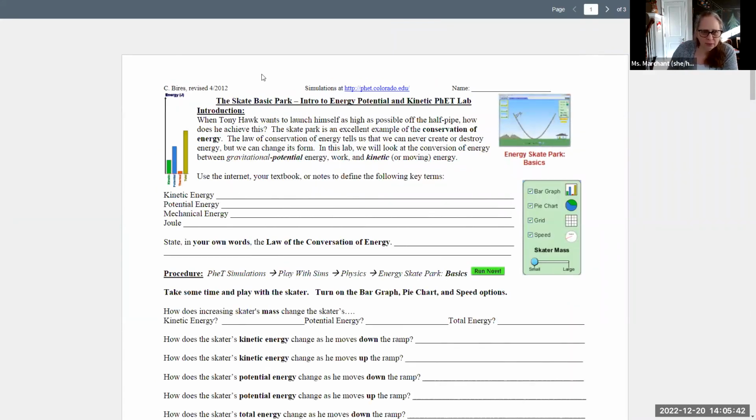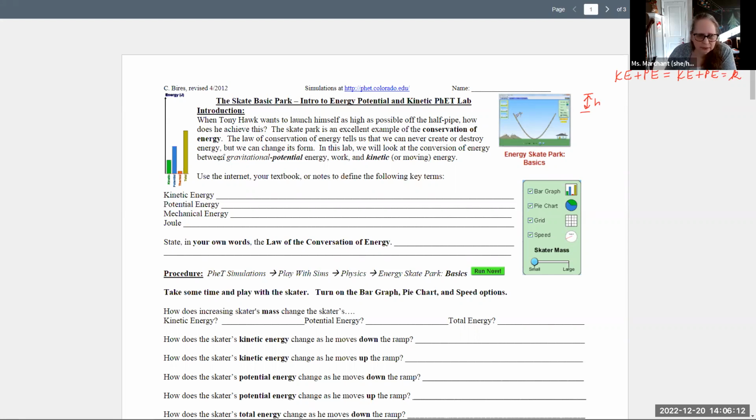When Tony Hawk wants to launch himself as high as possible off the half pipe, so he wants to maximize this height here, the skate park is an excellent example of conservation of energy. So what do we know about conservation of energy? The kinetic energy plus the potential energy at any point is equal to the kinetic energy plus the potential energy at any other point, because that is a constant. It's conserved, it's not changed.